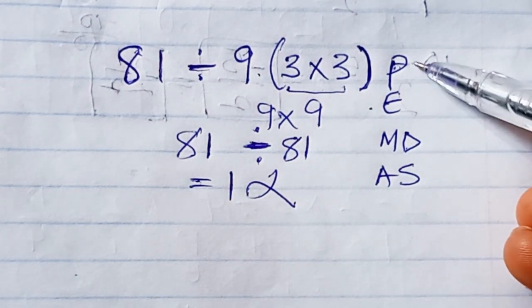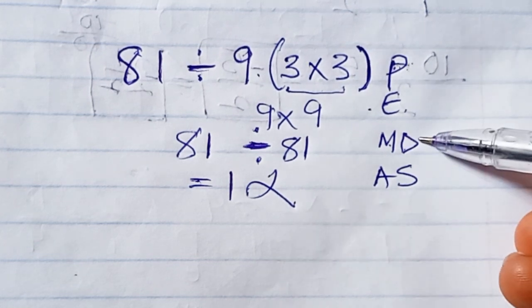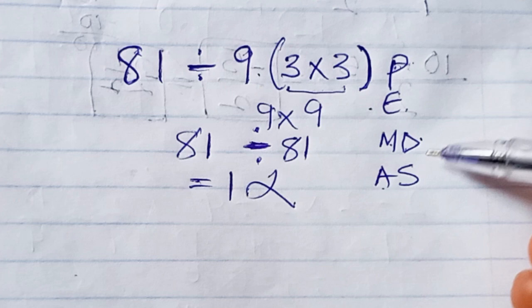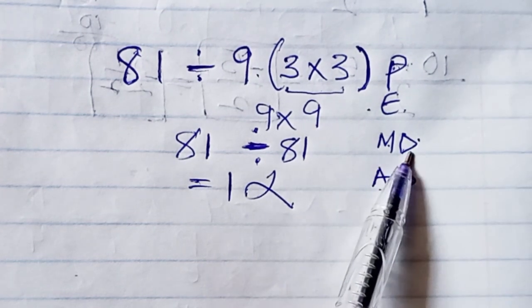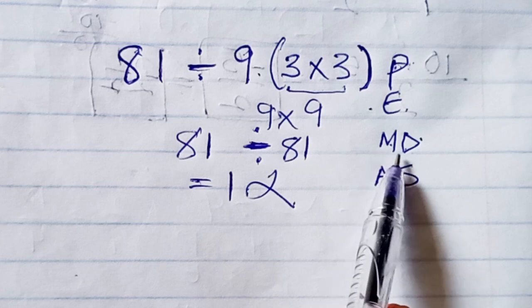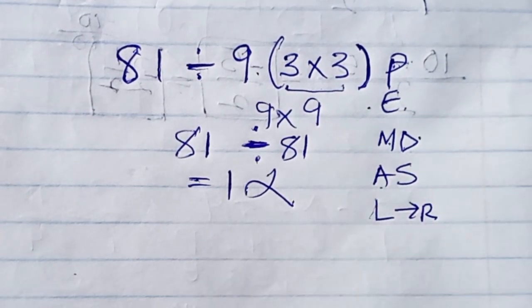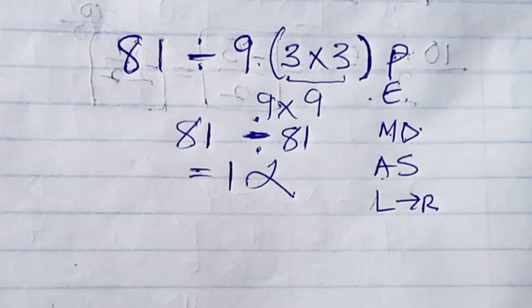According to PEMDAS, you have parentheses, exponent, multiplication, division, addition, subtraction. Multiplication and division have equal priority, okay? And we have to solve this following the rules from left to right. So if we do this, follow the rules.